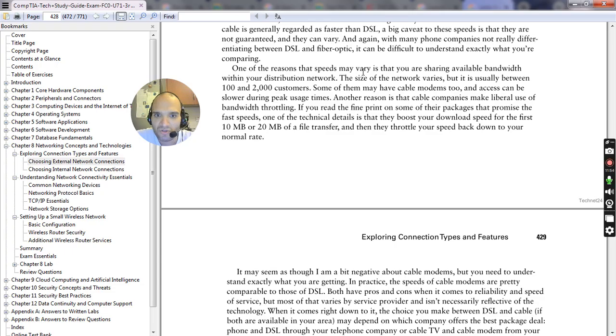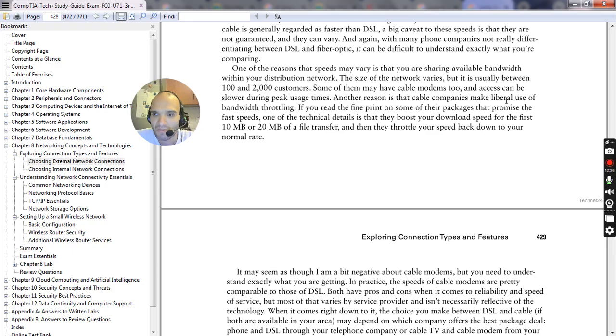One of the reasons that speeds may vary is that you are sharing available bandwidth within your distribution network. The size of the network varies, but it is usually between 100 and 2,000 customers. Some of them may have cable modems too, and access can be slower during peak usage times.